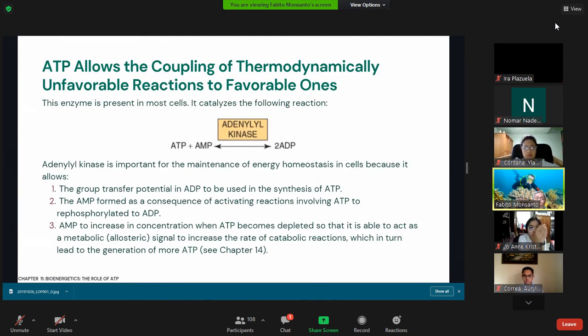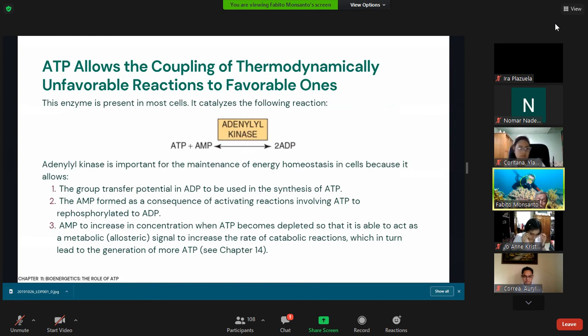ATP allows coupling of thermodynamically unfavorable reactions to favorable ones. So that is your endergonic reaction requiring energy, and the energy that is being used comes from ATP.